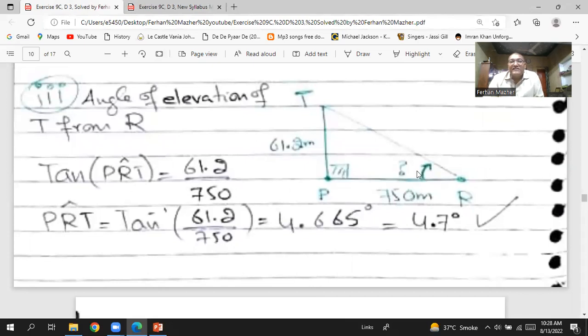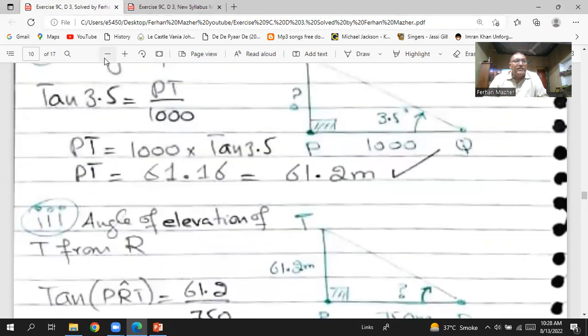So the angle of elevation is this from the R of the point T, which is the top of the mast. And I can apply the tan. Tan PRT will be equal to the perpendicular by base, that's 61.2 divided by 750. So the angle PRT will be tan inverse of 61.2 divided by 750 bracket close. And that will be 4.665 degrees. So when you round it off, it will be 4.7 degrees. So this is how you find the angle of the elevation of the top of the mast from the point R. So let me reduce the size.